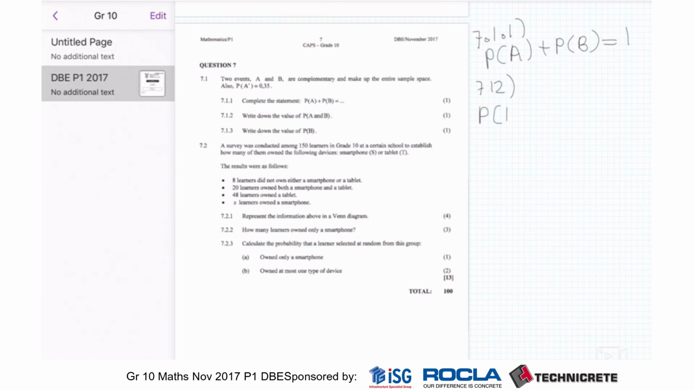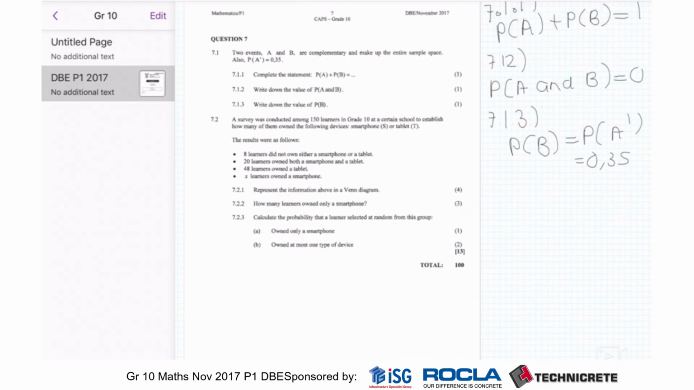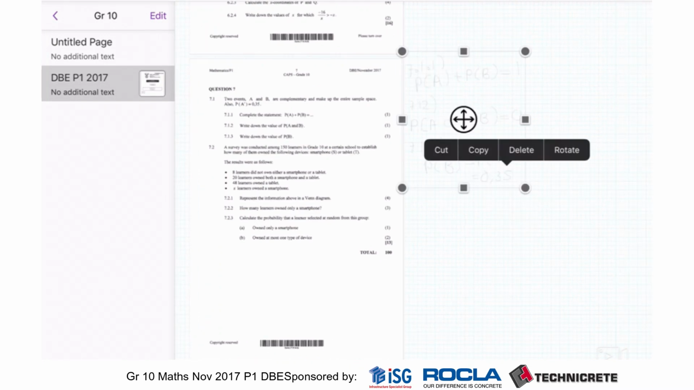Write down the value of P(A and B). You should know that P(A and B) is equal to 0. 7.1.3, write down the value of P(B). So P(B) is going to be equal to P(not A), which is equal to 0.35. You must know your laws and the knowledge of probability. Now we should be able to actually answer the question, which is not based on testing your knowledge.